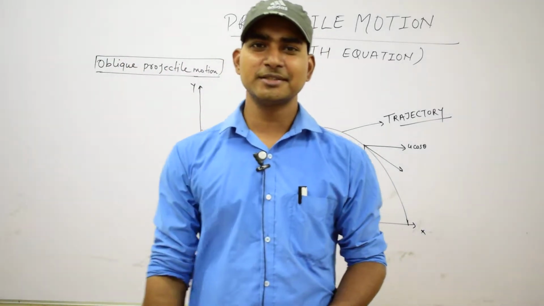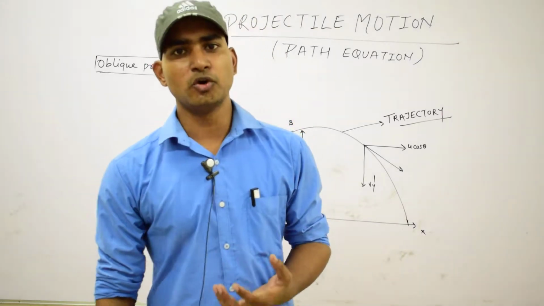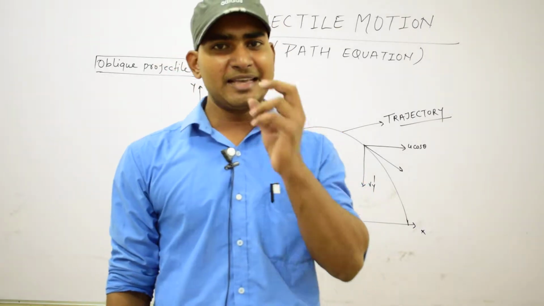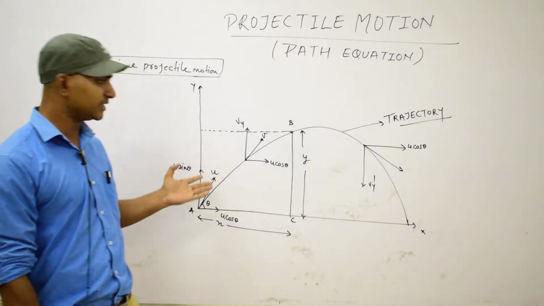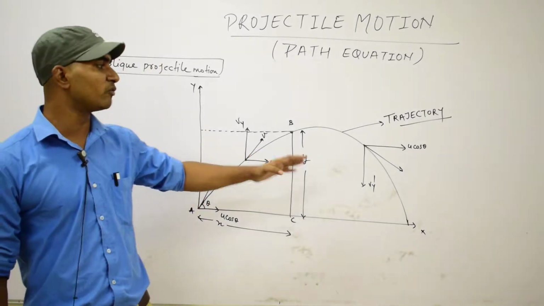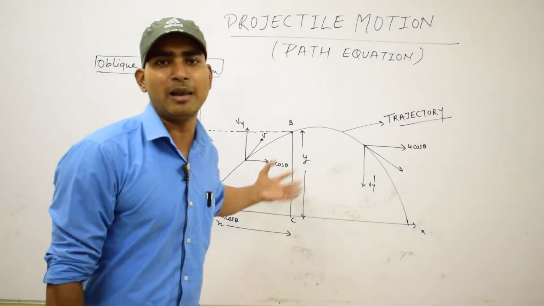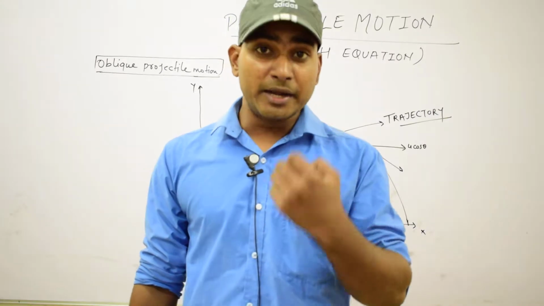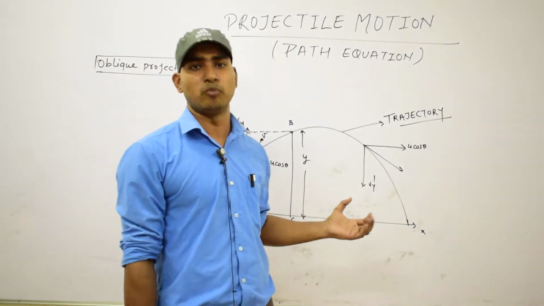Good evening, students. In the last segment we saw what projectile motion is. Projectile motion is motion in a plane, described with the help of two axes. As is clear, this is the path of the projectile motion which I have drawn on the whiteboard. With the help of this figure, in this segment I am going to show how we can derive the path equation of this projectile motion.